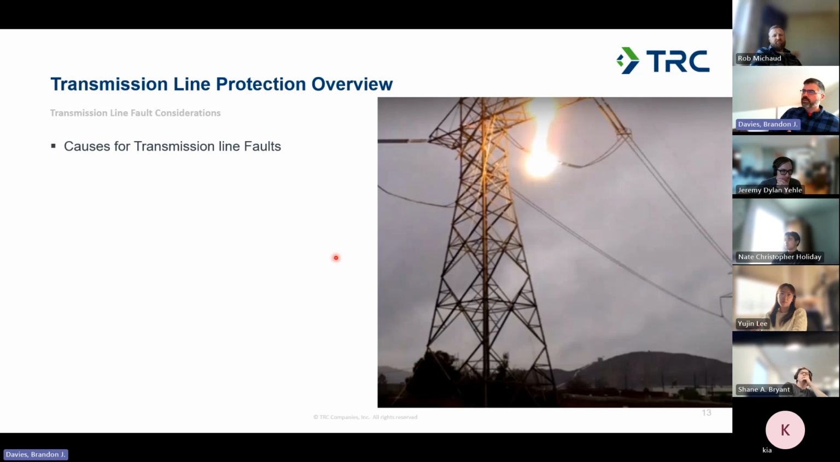So this is where I wanted to get into some of that interactive piece. I wanted to keep things lively, make sure no one's falling asleep listening to me talk about transmission lines and relays. So I wanted to hear from you guys. What do you think some causes of transmission line faults could be? I've got a good picture here that might give an idea of potentially what a fault could look like. But any thoughts on potential causes for transmission system faults or transmission line faults?